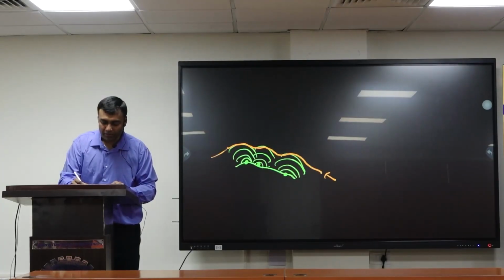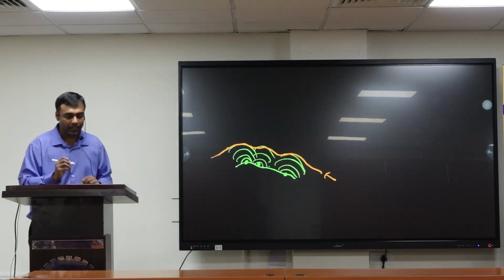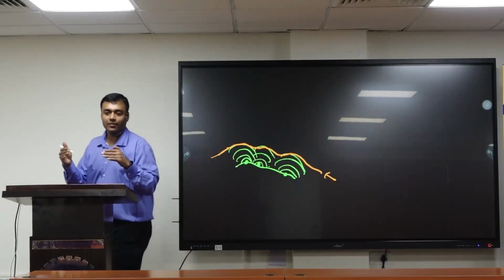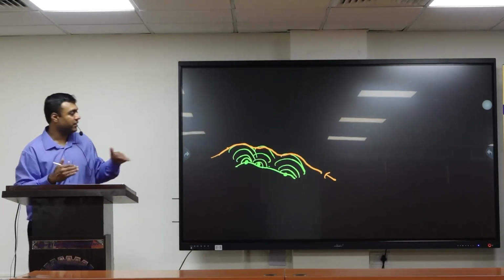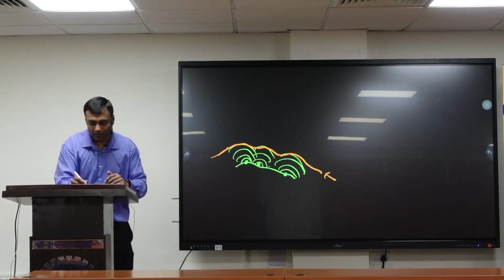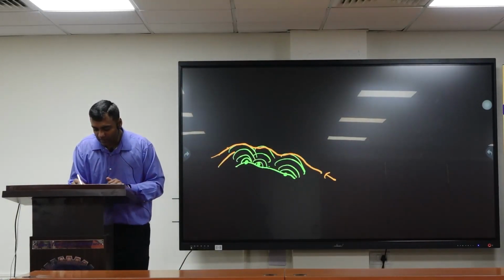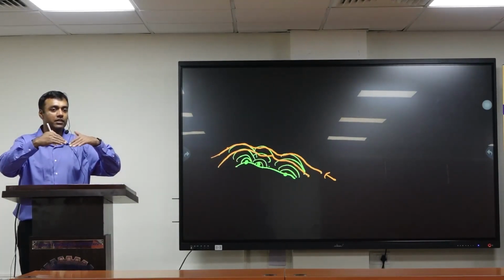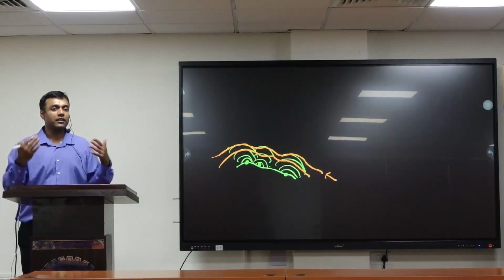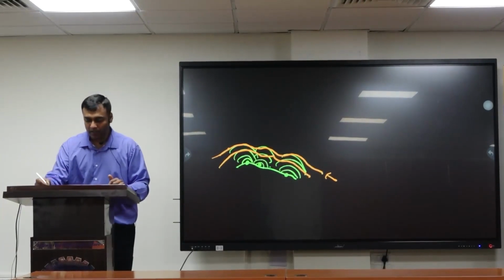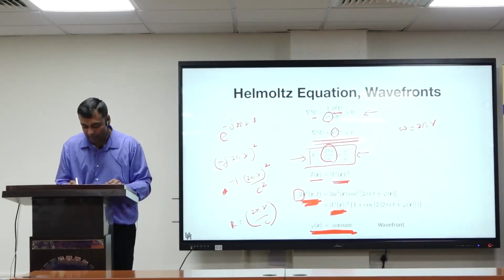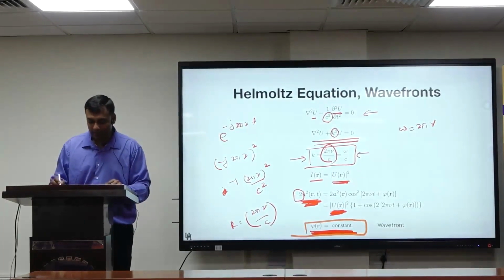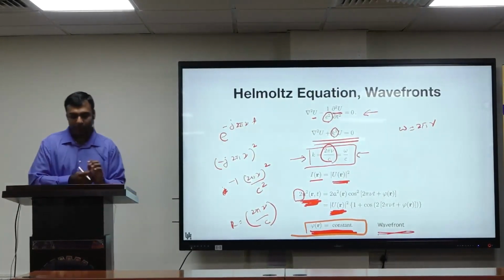All these orange color points have in common that they have the same phase at some point in time. And this is another curve which has all points on that curve with the same phase. That's called a wave front. That's the idea. So phi of r equal to constant defines what's called the wave front.